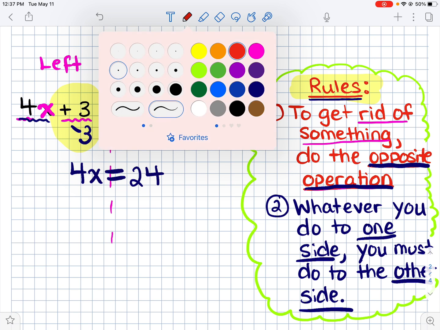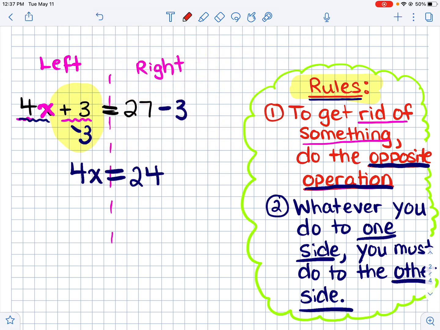Okay, next step. X is still not alone. It still has this 4 here. But now it's 4 times x. So in order to get rid of that 4, the opposite of multiplying is dividing. So I'm going to divide by 4. And whatever I do to one side, I have to do it to the other side.